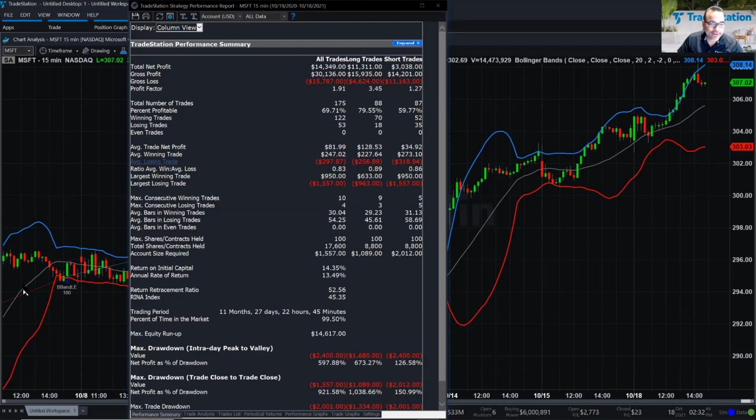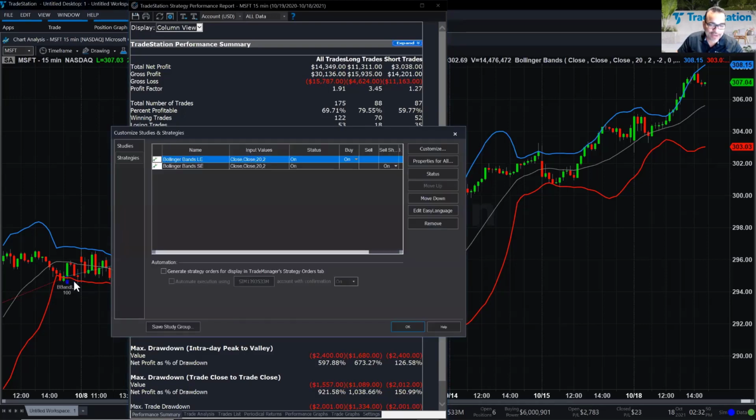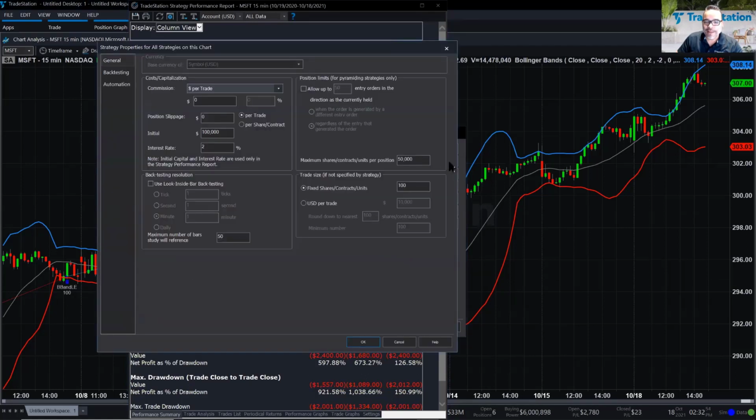In fact, let me show you that so you can see it here on the screen. I'm going to double click on the strategy signal. I'm going to go to properties for all. And here's where you find the fixed shares. Notice that it says 100. If I make that 1,000 instead, of course, trading 1,000 shares of Microsoft means that every time you trade, you're trading $300,000. So you also have to think about your account size and the tradability of this strategy.